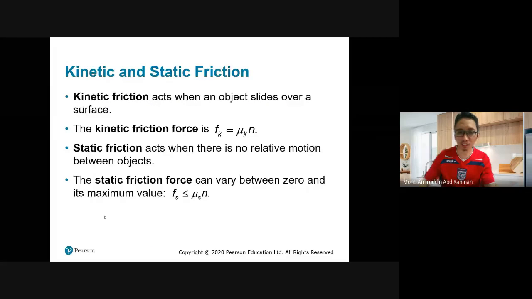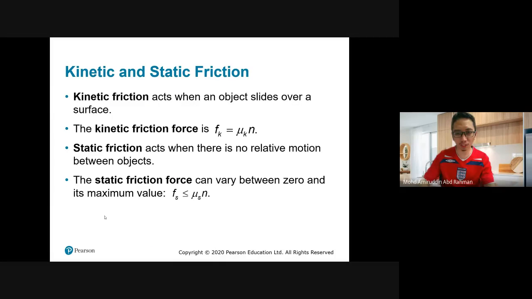All right, okay. Good morning, everyone. So today we're going to continue what we have learned on the kinetic and static friction. Before that, we already discussed the frictional force. So you learned what the frictional force was.